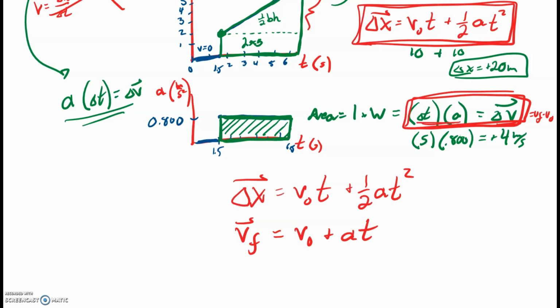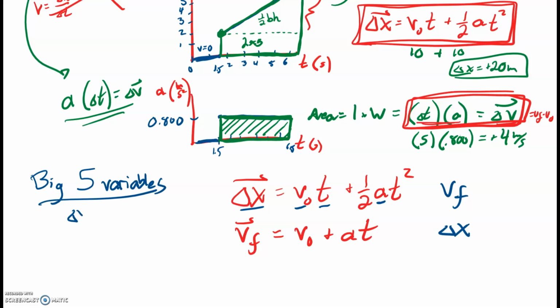In each of these equations, they are super useful because the first equation does not use final velocity. The second equation does not use displacement. So if you're given any 3 of these 4 variables, you can solve for it. You don't need final velocity. Right? So there's the big 5 variables: displacement, initial velocity, final velocity, acceleration, and time. 4 of them will be in the equation, 1 of them will be missing.